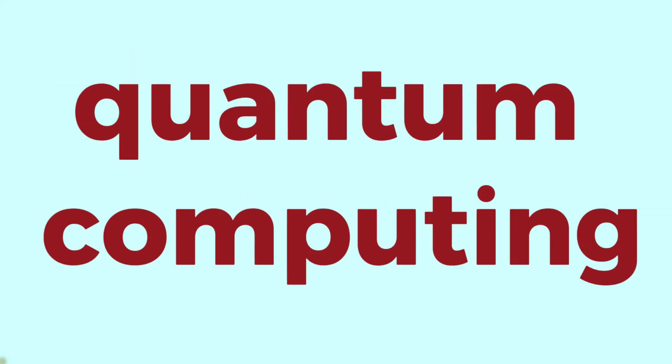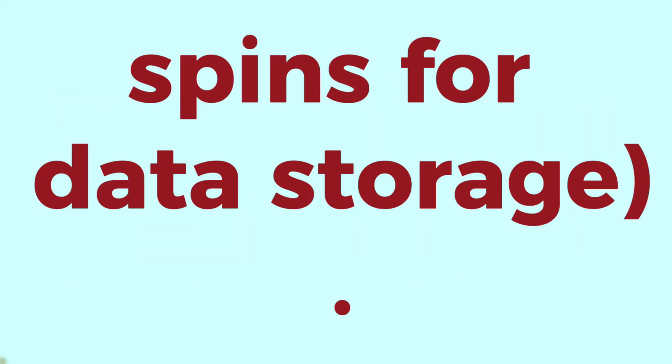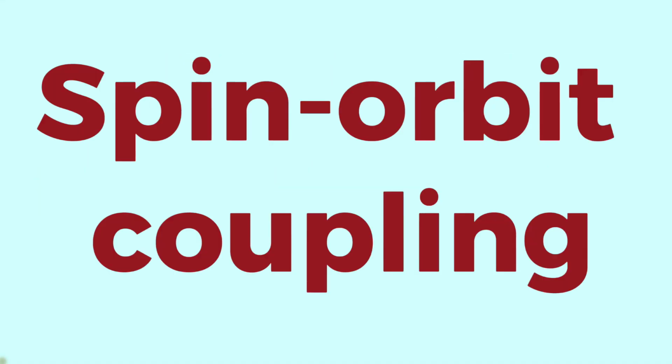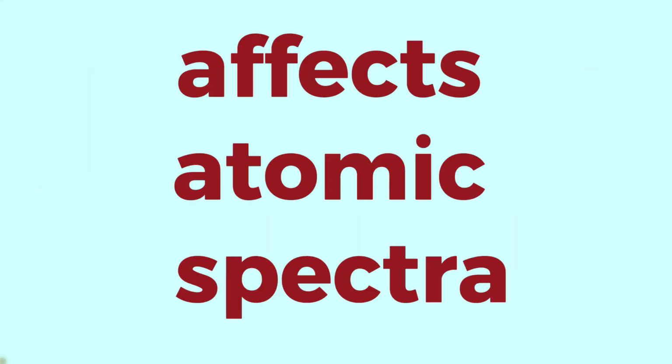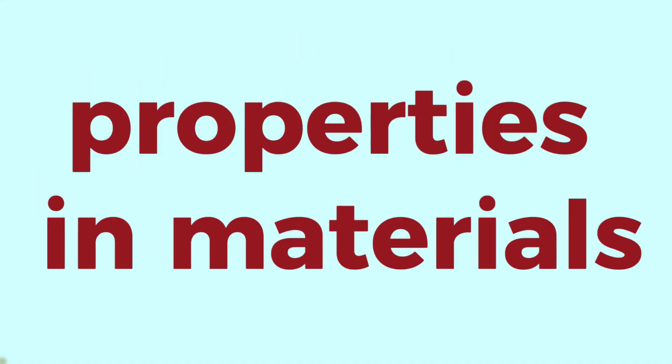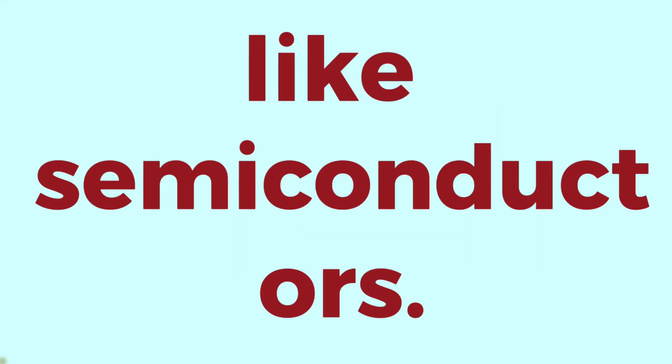3. Spin and quantum mechanics. Electron spin alignment is key to quantum computing. Qubits use electron spins for data storage. Spin-orbit coupling affects atomic spectra and electronic properties in materials like semiconductors.